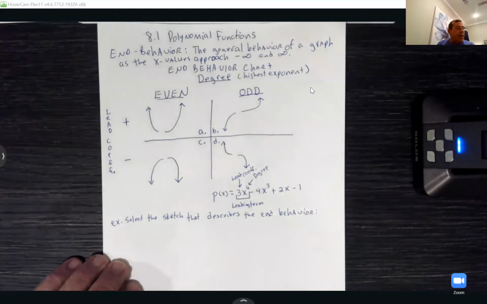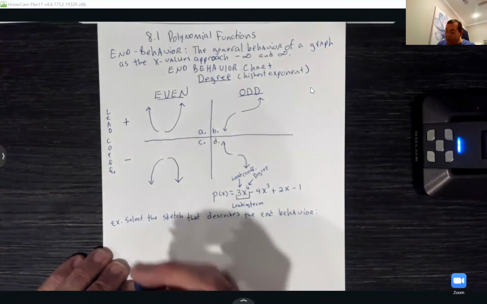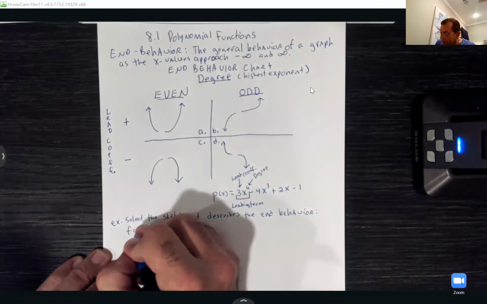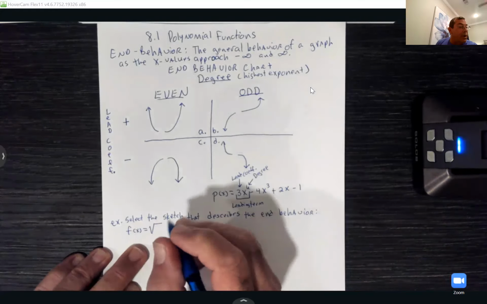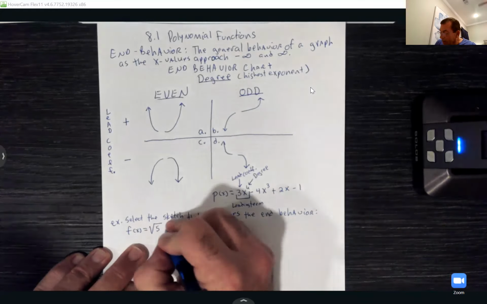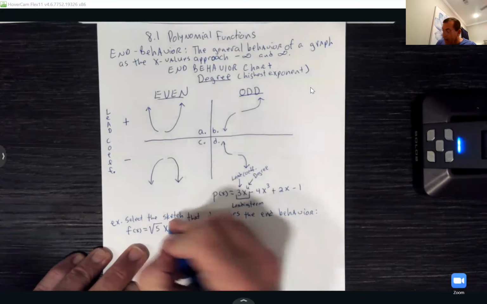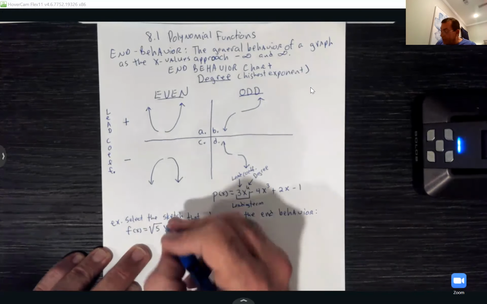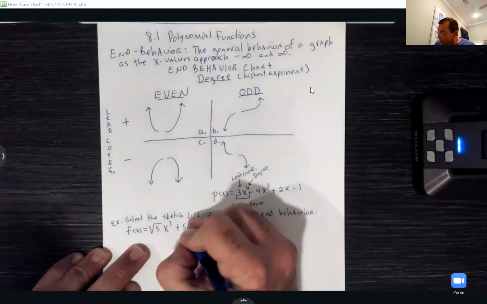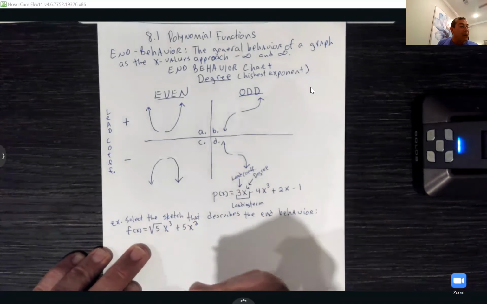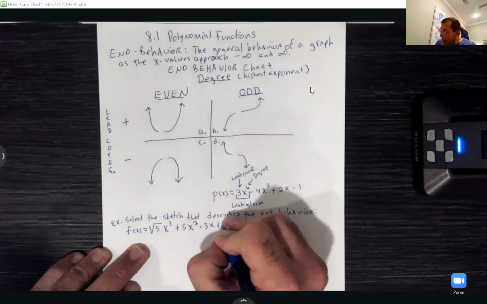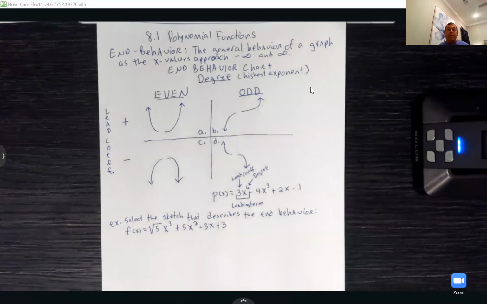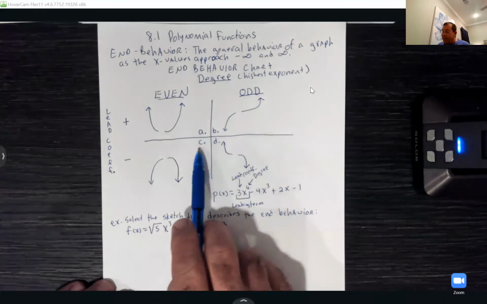All right, y'all. So for my first one, I'm going to do f of x equals the square root of 5 times x to the third plus 5x squared minus 3x plus 3. So we're going to choose A, B, C, or D.